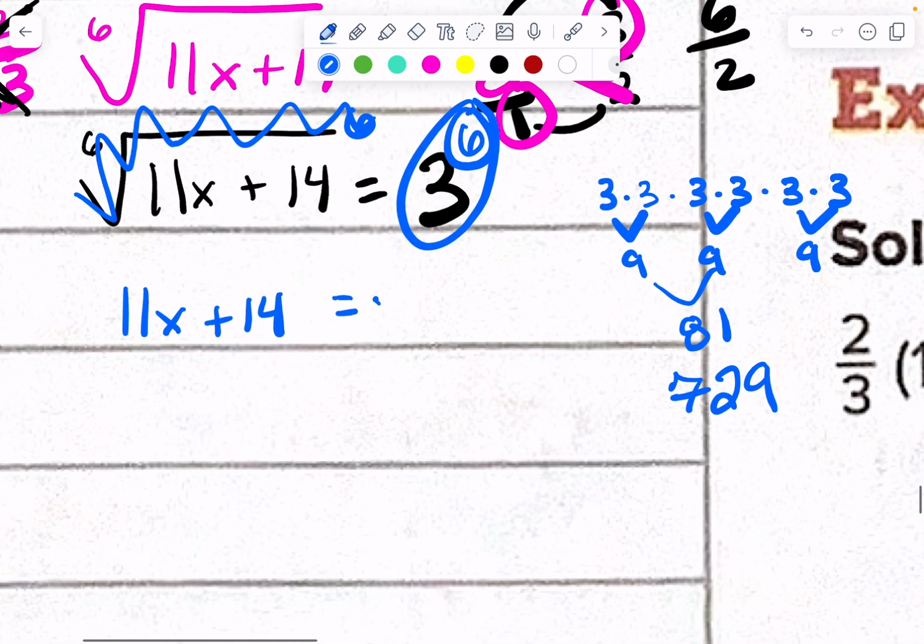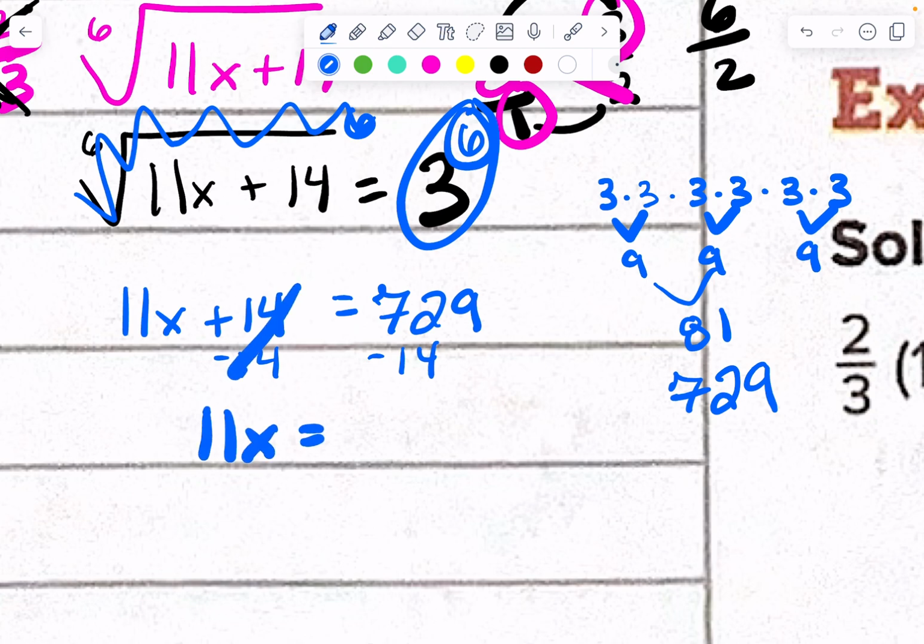Okay, 729, now I just do the math. Subtract your 14. Okay, and 11x is going to be equal to 715. Now I've got to do some math on my calculator because I don't know if that divides really nicely.